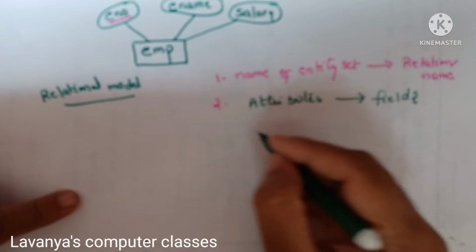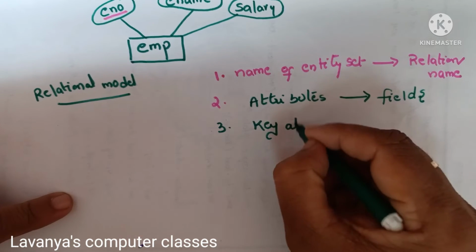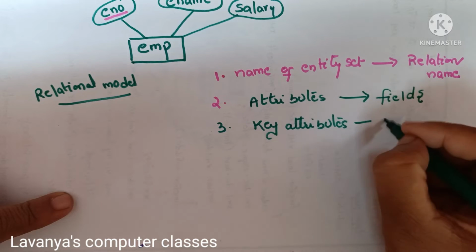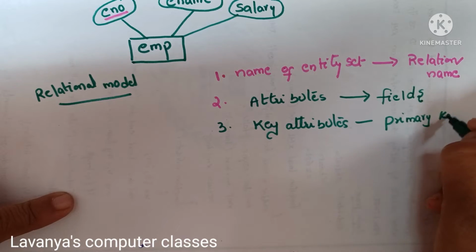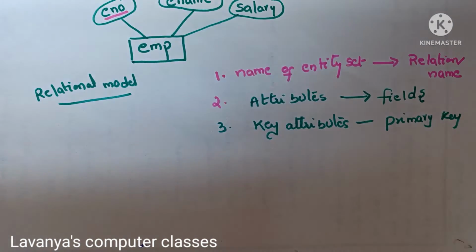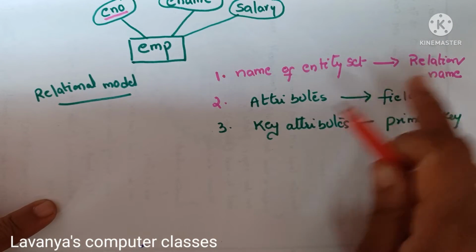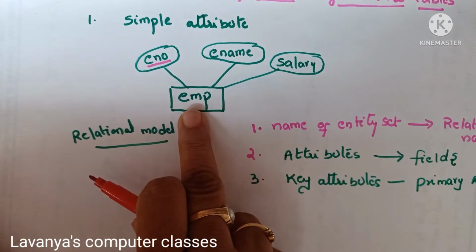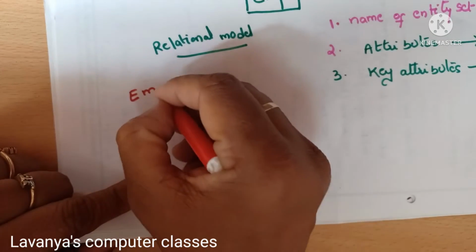Name of the entity set is considered as the table name. And the third one: which one is the key attribute? The key attribute is considered as the primary key of the table. So these three are the important things. Entity set name is converted to the table name, all attributes are treated as fields in the table, and the key attribute is considered the primary key. Using these three properties, convert the ER entity set diagram into a table.